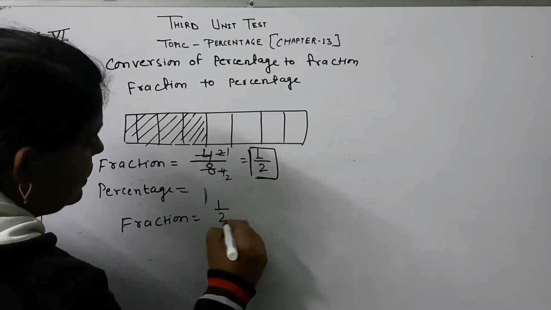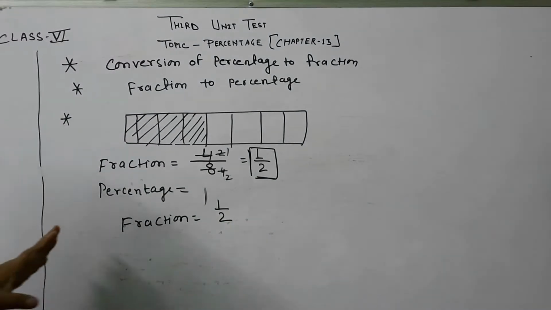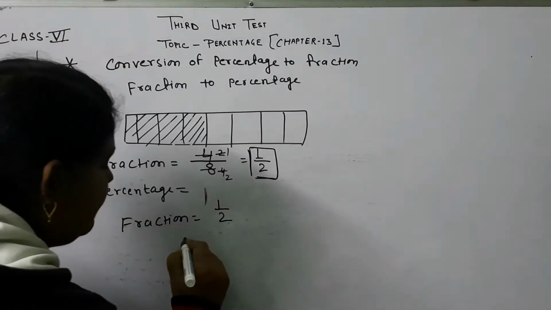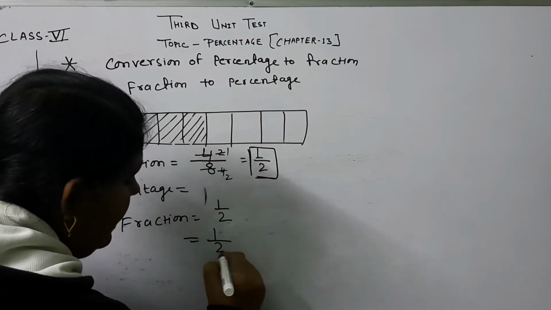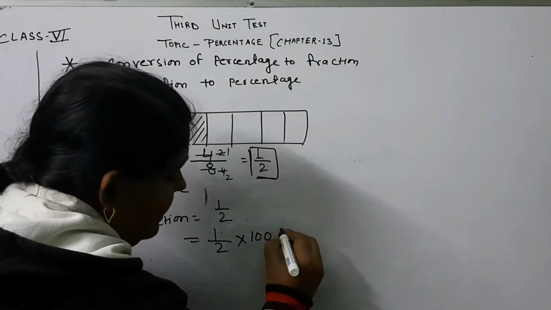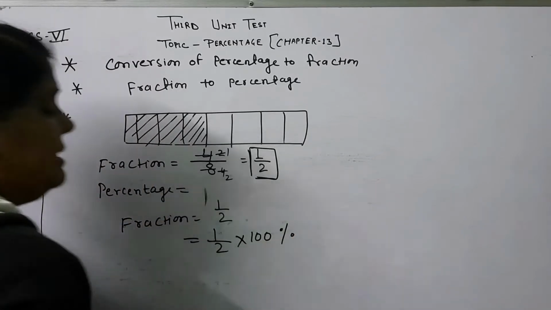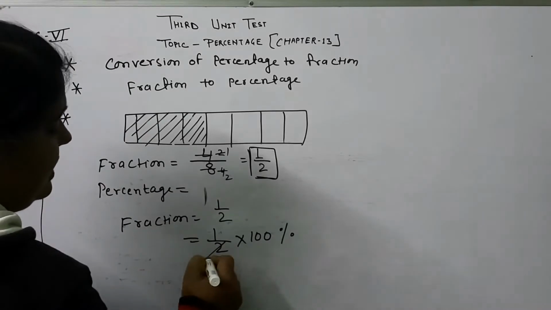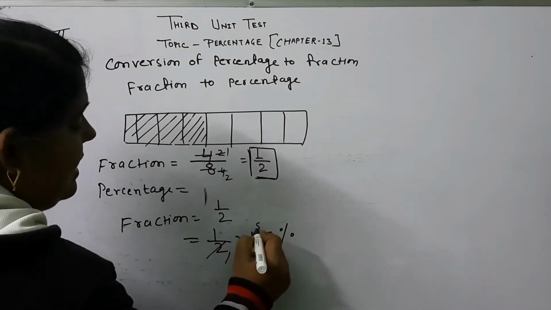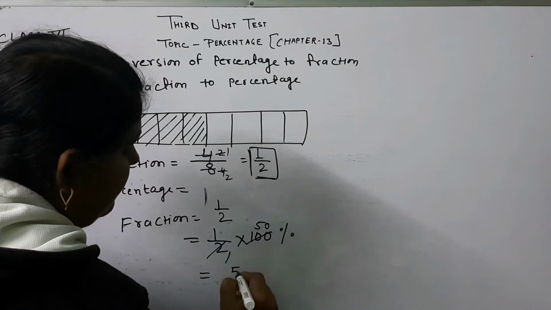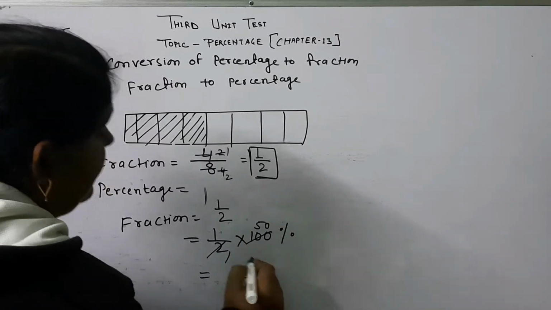Converting the fraction into percentage, what do we have to do? We have to multiply it by 100 and add the sign of the percentage. Then reduce this: 2 ones are 2, 2 fives are 10 and 2 zeros are 0. What is left? 50, 50%.